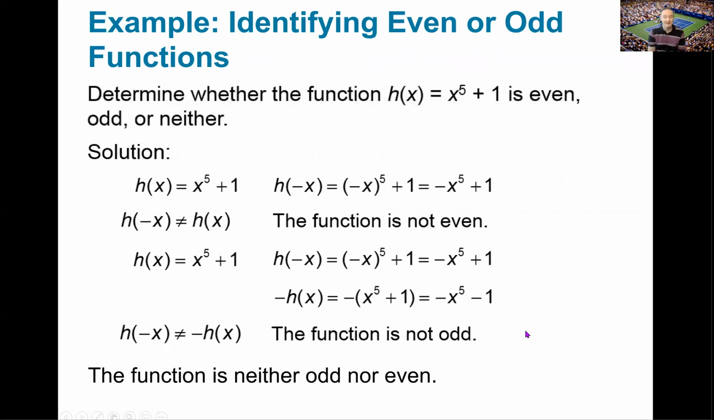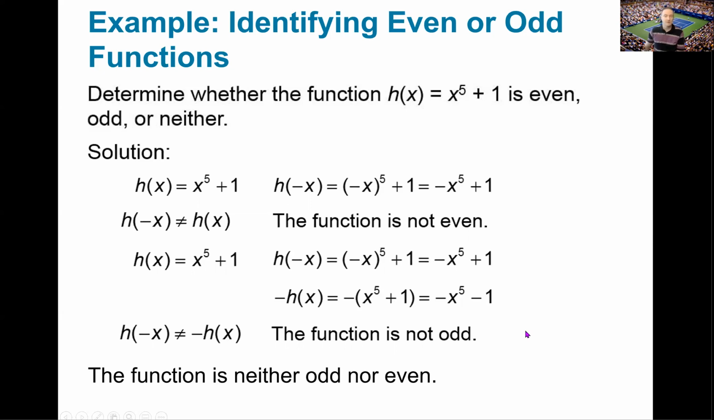Now, identifying even and odd functions is really easy. All you have to do is look at the powers on x. If every power on x is an odd number, then it's going to be an odd function. If every power on x is an even number, then it's going to be an even function. That's going to work for all polynomials.